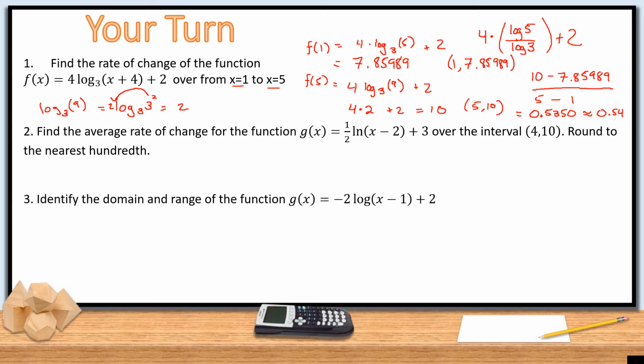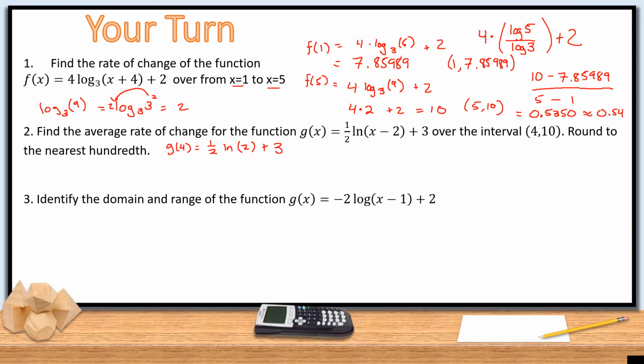Average rate of change question again. g of x is a half ln of x minus 2, plus 3, over the interval 4, 10, and round to the nearest hundredth. So we've got 2 to find again. So g of 4, half ln of 4 minus 2 is 2, and then plus 3.